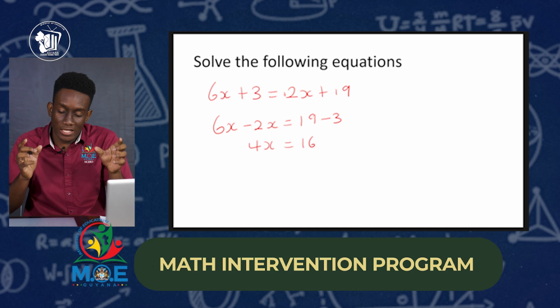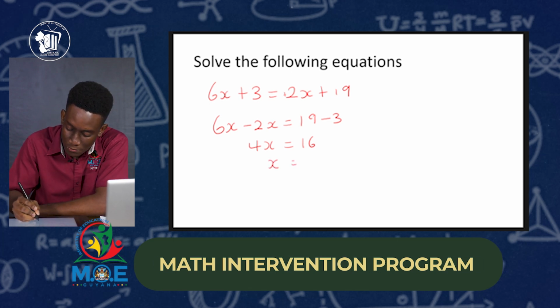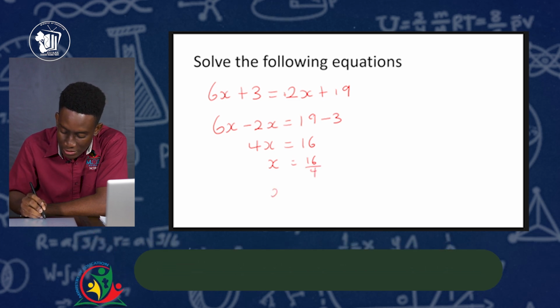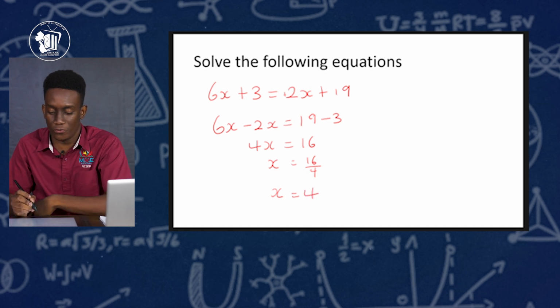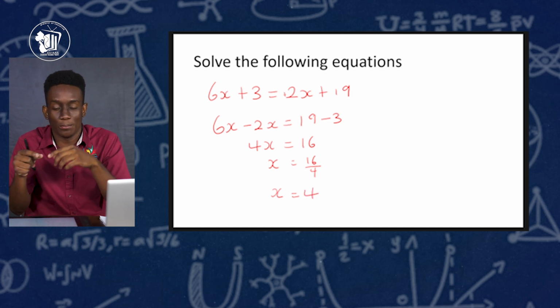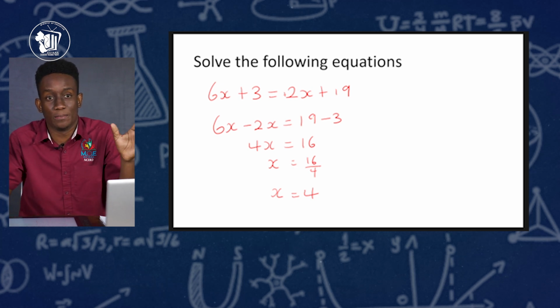So now we can easily take over the 4. We know the 4 is multiplying the x. So x would be equal to 16 divided by 4. And therefore, x will be equal to 16 divided by 4, which gives us 4. And once again, we can check. We can put in this value of 4 in the original equation to see if it will be balanced.